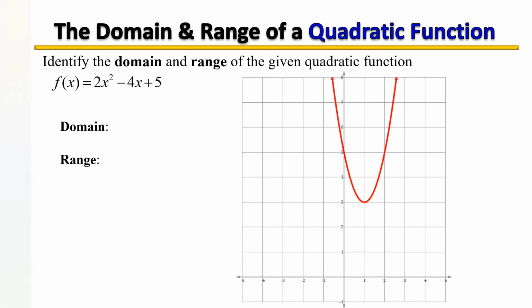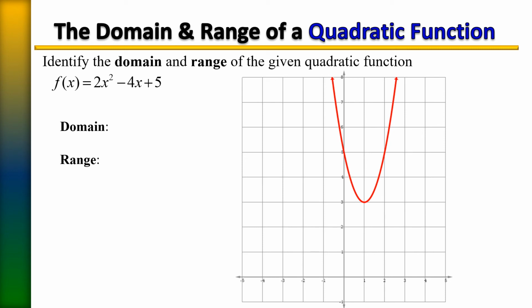In our last example here, we're going to identify the domain and range of the given quadratic function. We are given the function f of x equals 2x squared minus 4x plus 5. So the domain: how far does this graph extend to your left and to your right? The span horizontally? Well, because you have arrows there on both ends, that indicates that this graph is going to go forever to the left and forever and ever to the right. So in both directions, it's going to be moving toward infinity. Therefore, we say the domain is from negative infinity to positive infinity.